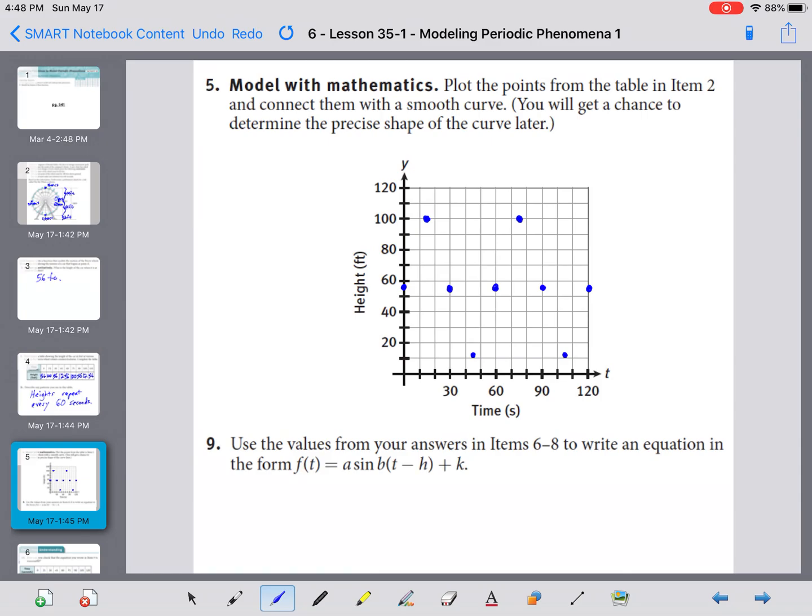Now, we're only using the key points to graph this, but if we considered every point on the curve, we'd get this. We're going down in height, we're going up in height, going down in height. So as time goes on, our height is fluctuating up and down. Thus, it's a periodic function.